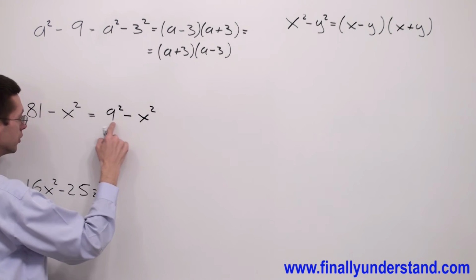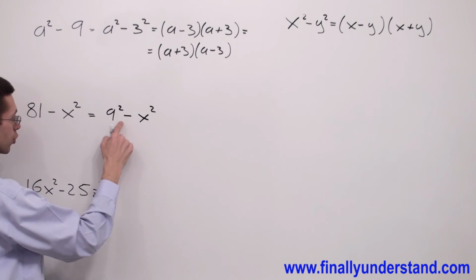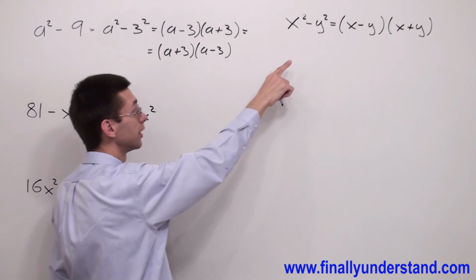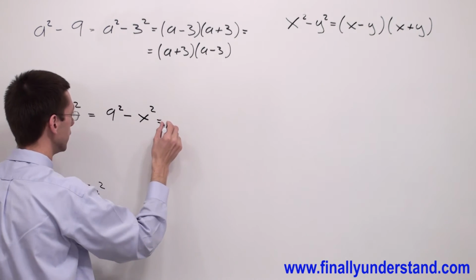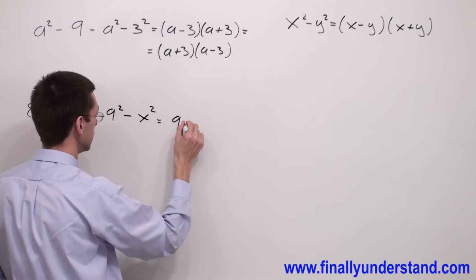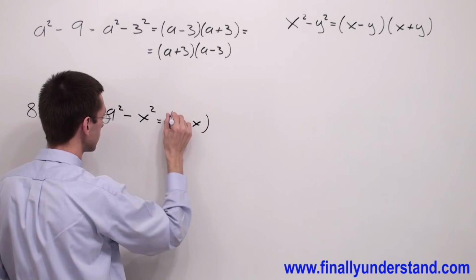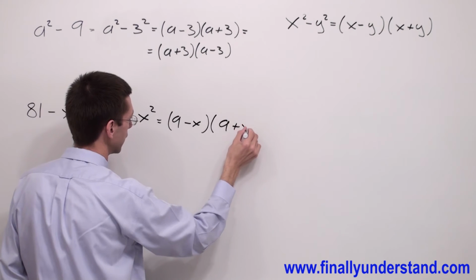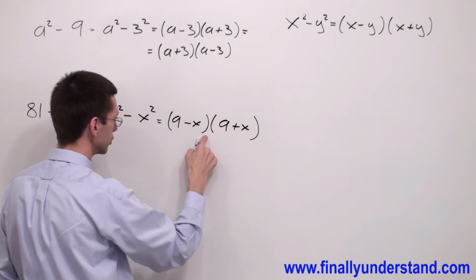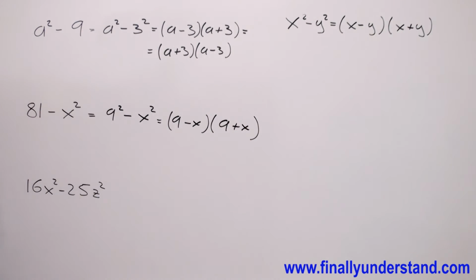Again, I have a difference of squares. I'm going to use this formula again, and my answer is going to be 9 minus x, and I have 9 plus x. And this is the solution to my problem.